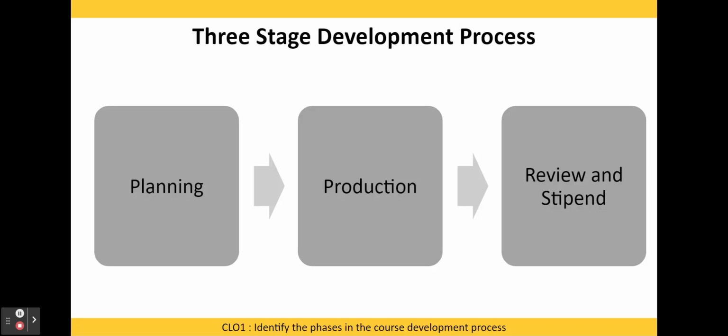When you and your instructional designer agree that the course is complete, it enters the final phase, review and stipend. This phase begins with an internal Quality Matters, often referred to as QM, review completed by a different instructional designer. A course must receive a score of 85 or better to meet all essential standards to pass.